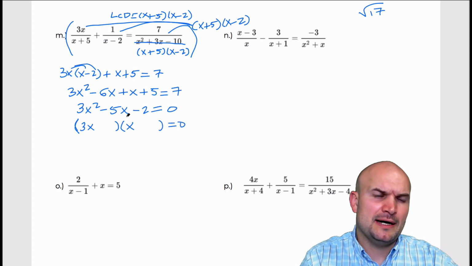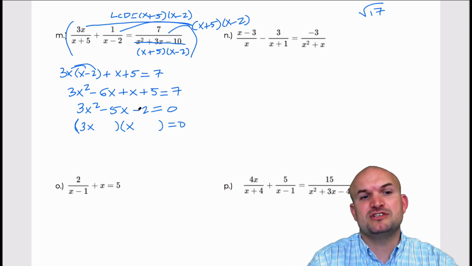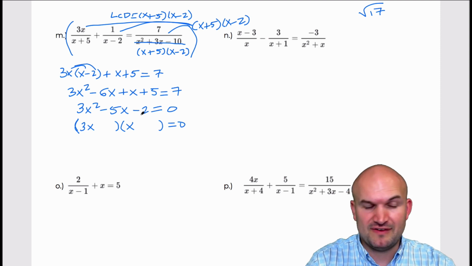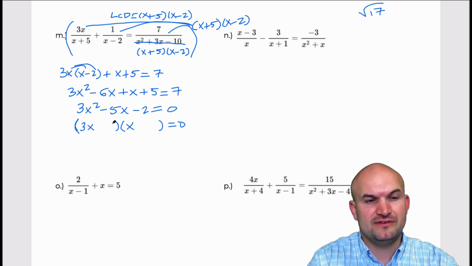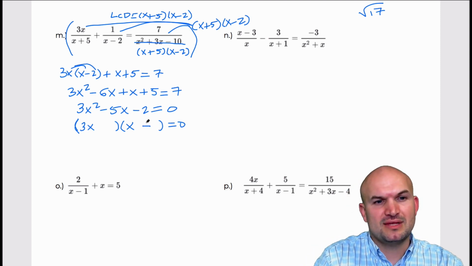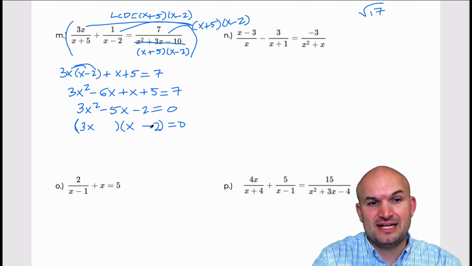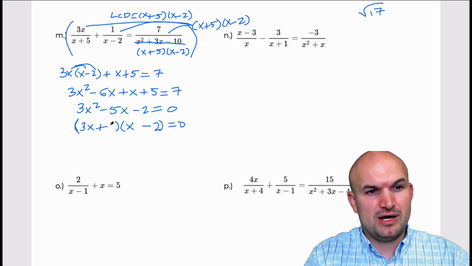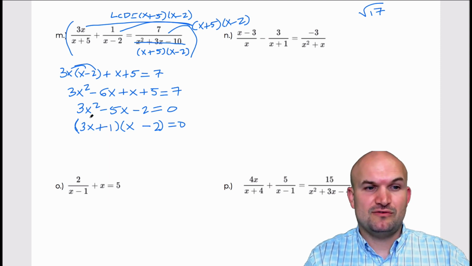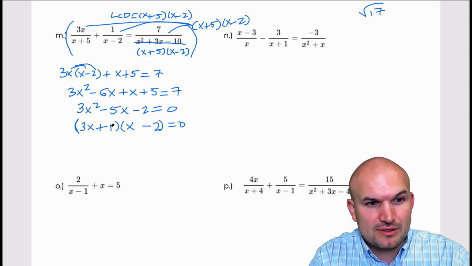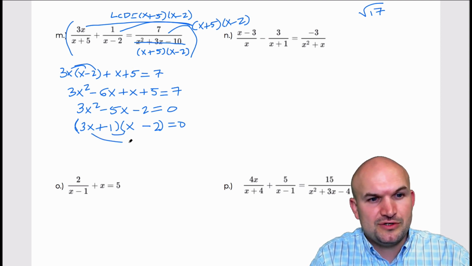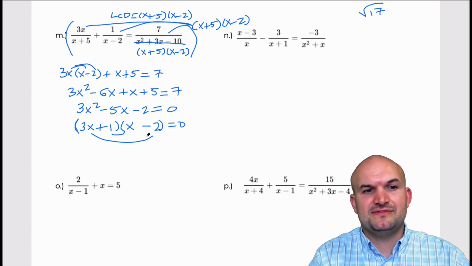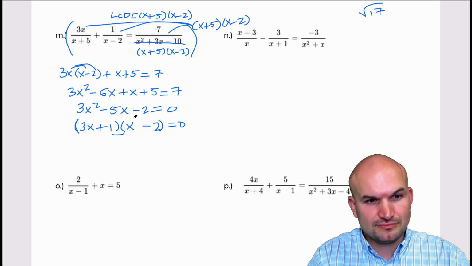Okay, let's see here. They are going to be a difference since my last term is negative, and the larger of the products has to be negative. So therefore, I need this to be 3 times negative 2 gives me a negative 6, and then positive 1 will give me a positive 1. And that works because 1 times negative 2 is negative 2, 3x times x is 3x squared, and then these two give us our middle term, negative 6x plus x.